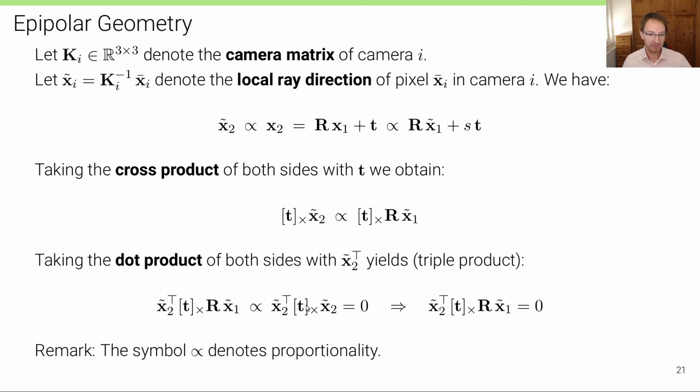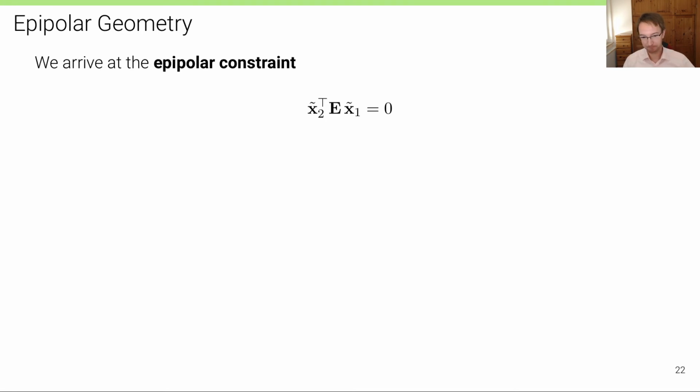So if two of these vectors are the same, then this must be 0. So the entire expression here on the right hand side is 0. And because that's proportional to the left hand side, no matter what that proportionality is, the left hand side must also be 0 to fulfill this in general. So we have retrieved this expression here. We have retrieved an expression for the local ray directions, relating the local ray directions in the first image and the local ray direction in the second image through this matrix here.